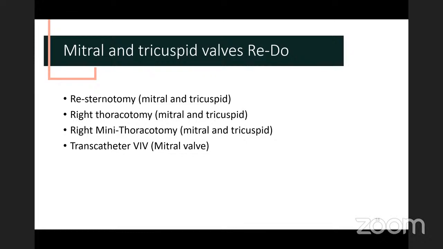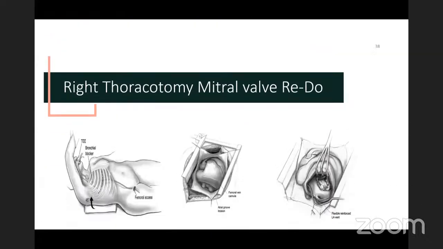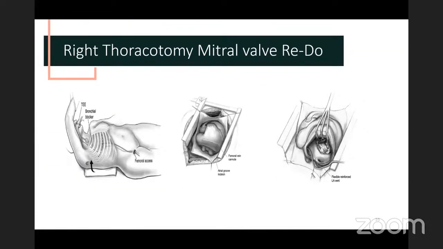For the mitral and tricuspid valve redo, the options are resternotomy, right thoracotomy, right mini thoracotomy, and in the mitral valve, transcatheter valve-in-valve has also started now. So right thoracotomy for mitral valve redo, usually through an anterolateral thoracotomy, provides an excellent exposure to the mitral valve. It's not only for redo cases, but also for primary mitral valve surgery.